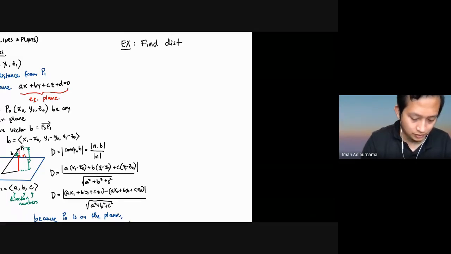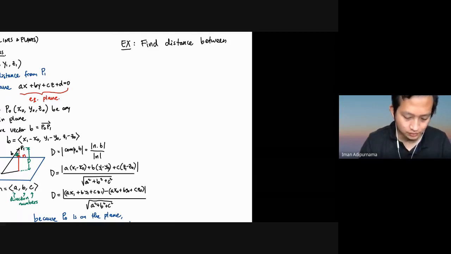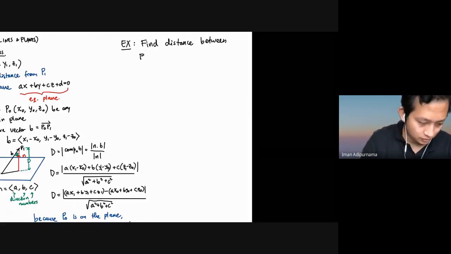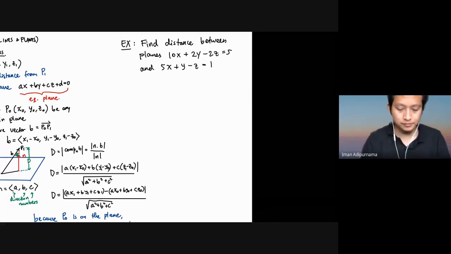Let me give you an example: find the distance between planes. Let me write the equations: 10x plus 2y minus 2z equals 5, and 5x plus y minus z equals 1.